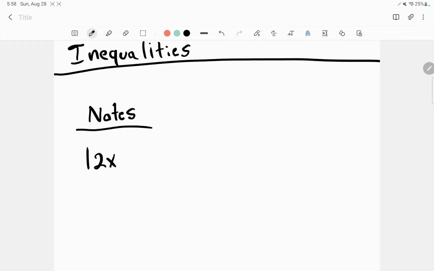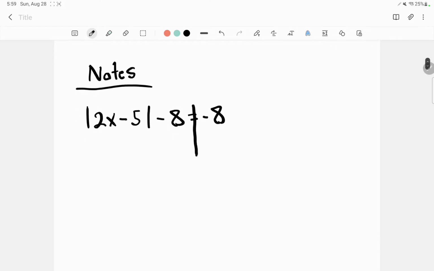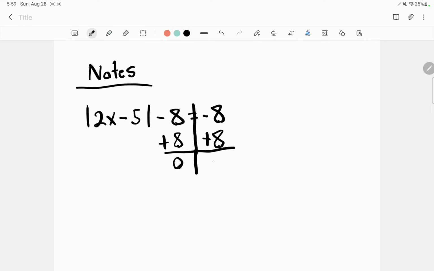Alright, so let's say we have the absolute value of 2x minus 5, minus 8, equals negative 8. First things first, I have to move everything that's not an absolute value to the right. So I'm going to do plus 8 on both sides. As you're going to notice, I get 0 on the right, so now we have the absolute value of 2x minus 5 equals 0.